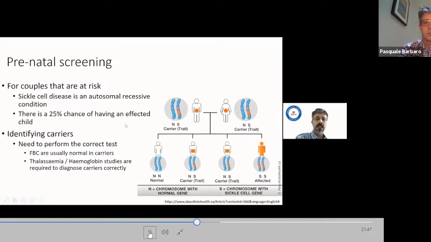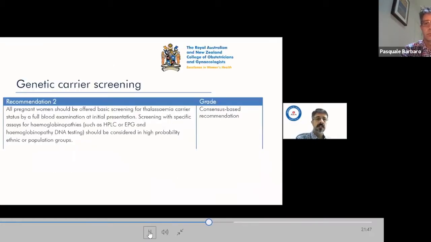So identifying carriers really relies on performing the correct test. You cannot identify a carrier of sickle cell disease just by doing a full blood count, because a full blood count, especially the MCV, is almost certainly normal in most carriers of sickle cell disease, unless they also co-inherit alpha thalassemia. So you really have to do the thalassemia or the hemoglobin studies, also referred to as hemoglobin electrophoresis. That's the only test that you should be doing when you're looking at carrier status in patients who may be carriers of sickle cell disease.